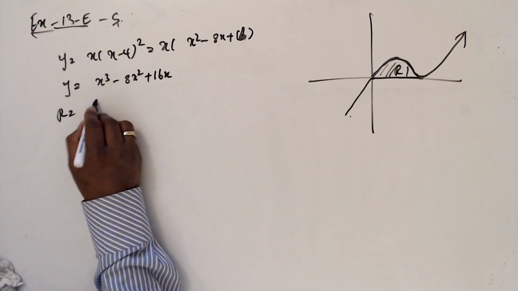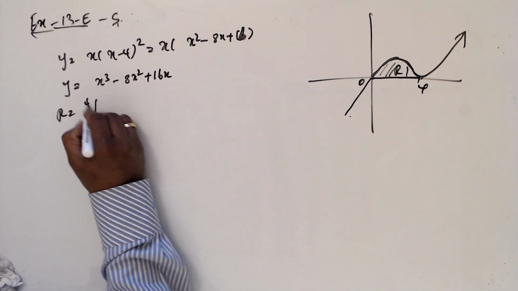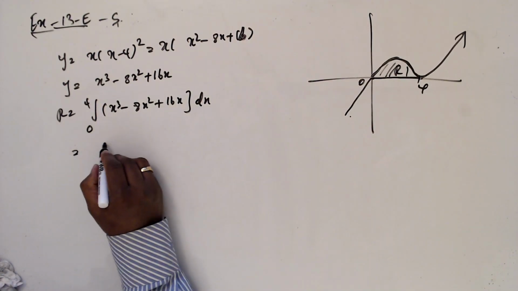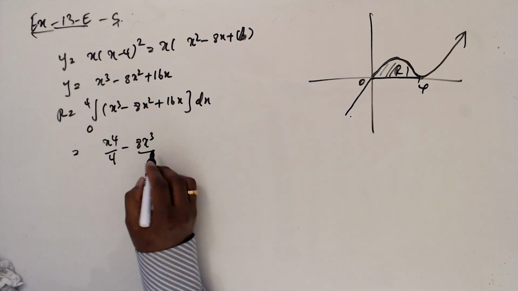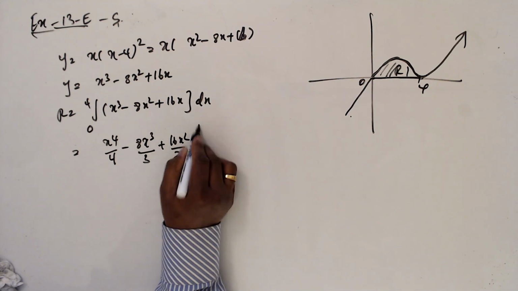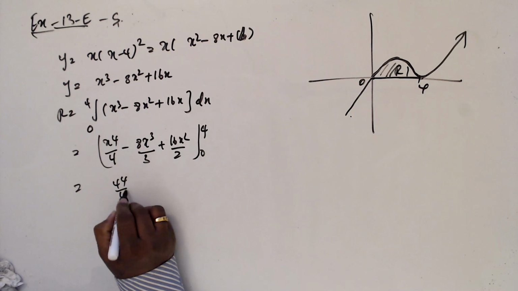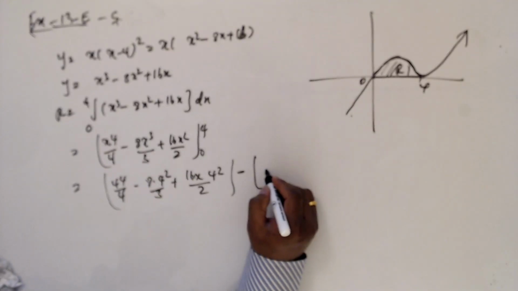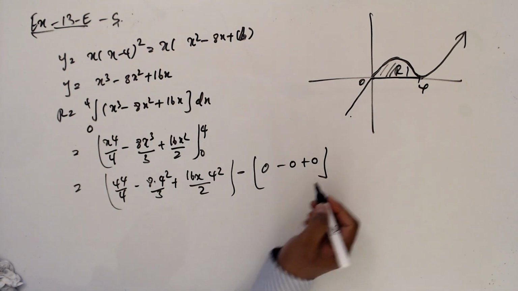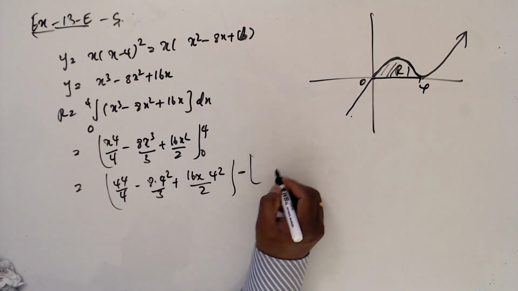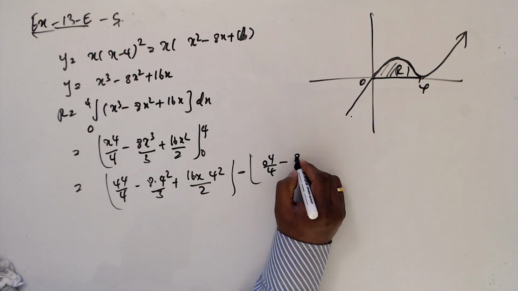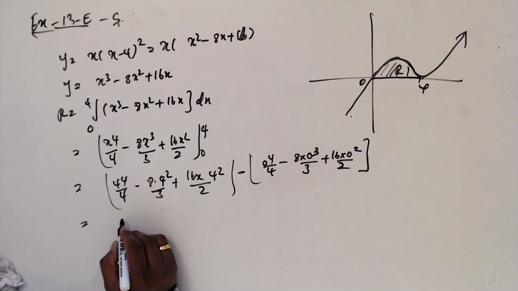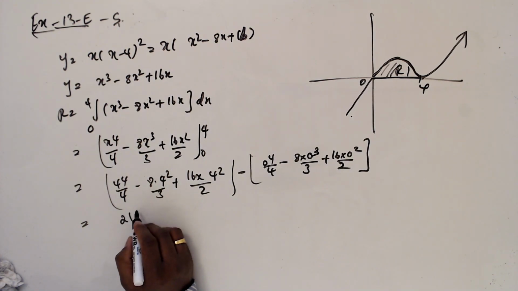Now R is, this is 0 and this is 4, integrate 0 to 4, x cube minus 8x square plus 16x dx. So this is going to be x to the 4 over 4 minus 8x cube over 3 plus 16x square over 2, that is 0 to 4. Now 4 to the 4 over 4 minus 8, 4 cube over 3 plus 16, 4 square over 2, minus the same at 0, which is 0. Then you can simplify, so you can get the answer 21 1/3 square units.